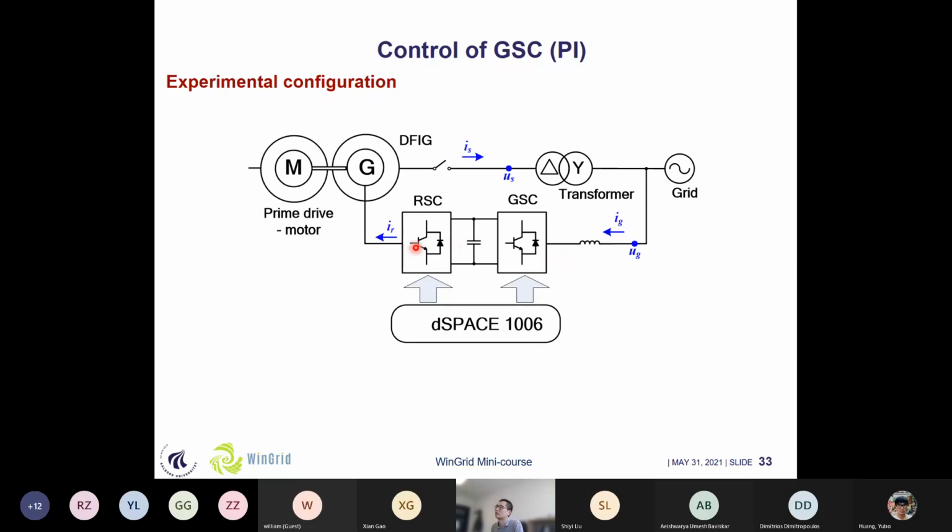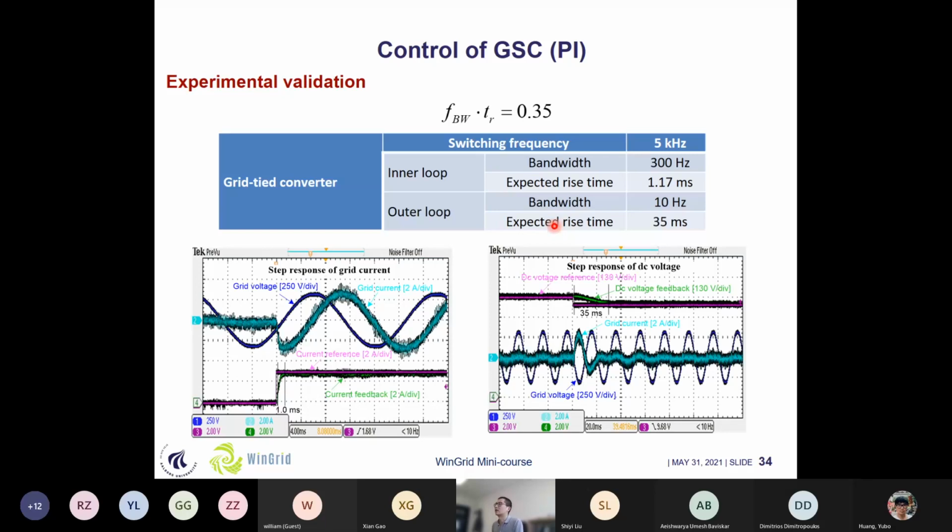Now we can try to measure the stator current and the load side current for the control of this load side converter, and we can also try to measure the grid voltage and the grid current to see the control performance of this grid side converter.